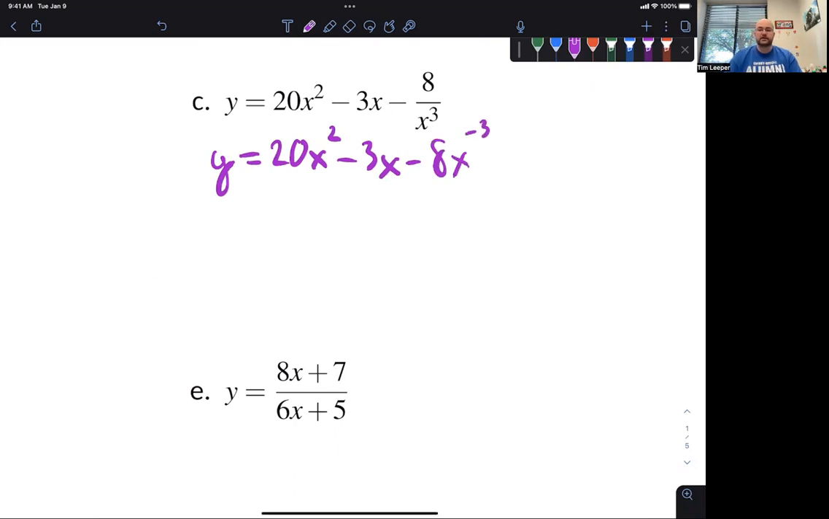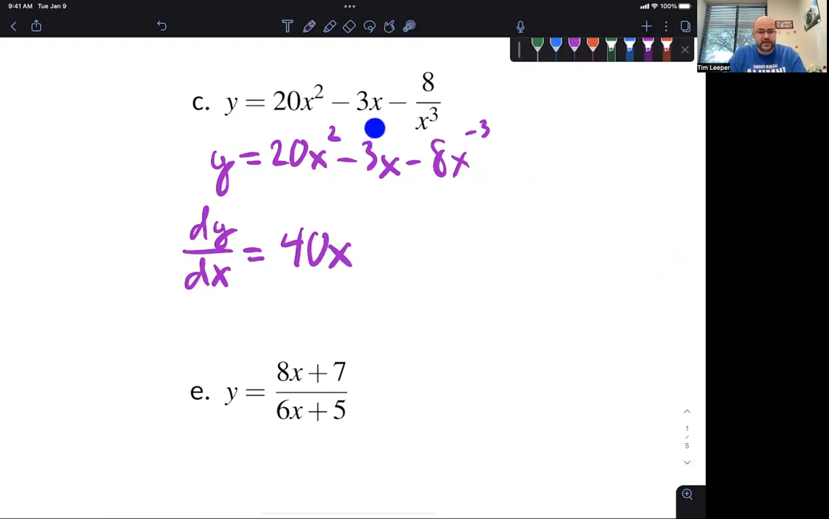Now, if you notice, at this point, we can go ahead and just take the derivative using the power rule. The power rule says dy/dx is equal to, bring the 2 down in front, 2 times 20 is 40, and then subtract 1 from the exponent, leaves us with 40x. And then negative 3x, take its derivative. Notice that we're just left with a constant there, which is minus 3. Then over here, bring the negative 3 down. So negative 3 times negative 8 is positive 24. And then subtract 1 from the exponent. So negative 3 minus 1 is negative 4.